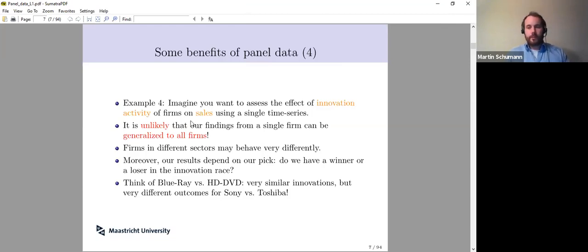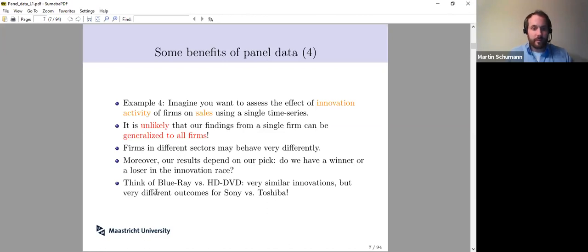Now, if you only look at one single firm and you look at this firm over time, well, that's nice to know about this firm, but you cannot generalize from that single firm to the population of all firms, of course, right? Because firms from different sectors may be very different. Yeah? Like you cannot compare a firm in the tech sector to a firm in the manufacturing sector. And well, the answer to your question, whether innovation helps firm sales, may also depend on whether you have picked a winner or a loser in the innovation race.